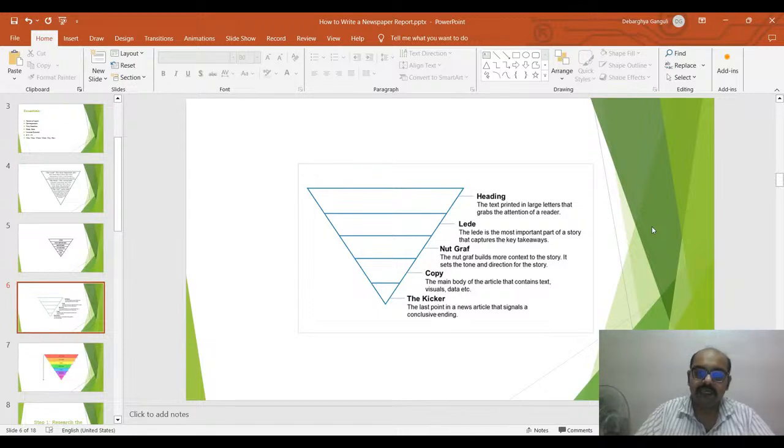And finally, we have the kicker, just like they say kick. So if it is unneeded, it will be kicked away. The last point in the news article, which is like a conclusion.